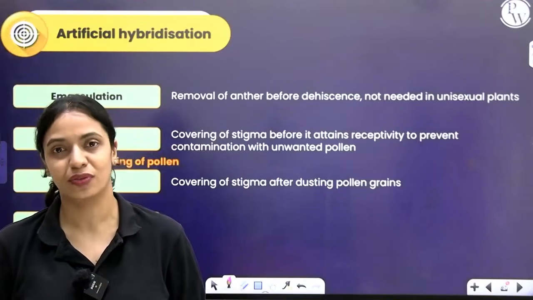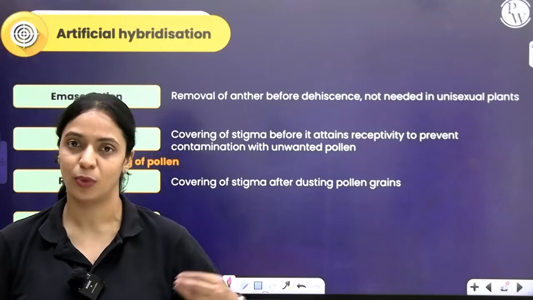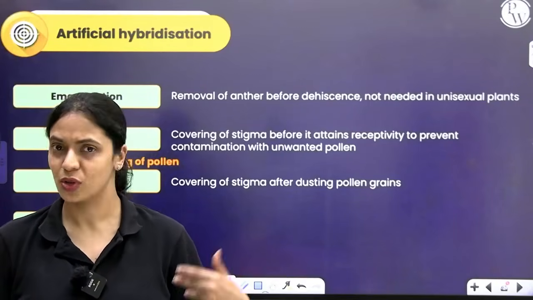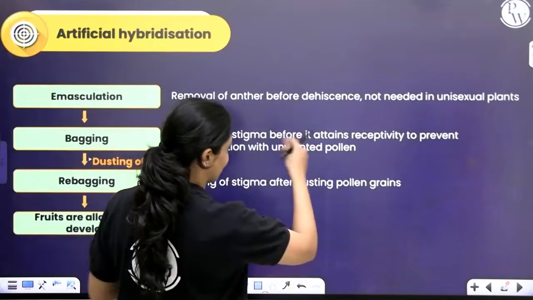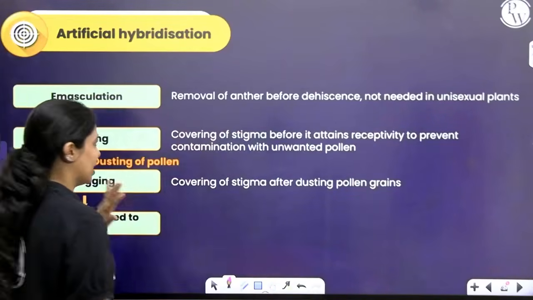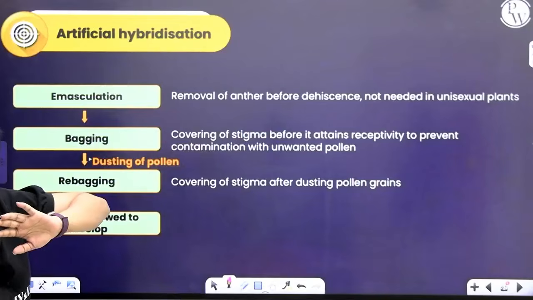If it's a unisexual flower, it will only have either the androecium or the gynoecium. So the female flower is already designated, right? Here, removal of anther before it dehisces is called emasculation. It's not essential in unisexual plants.